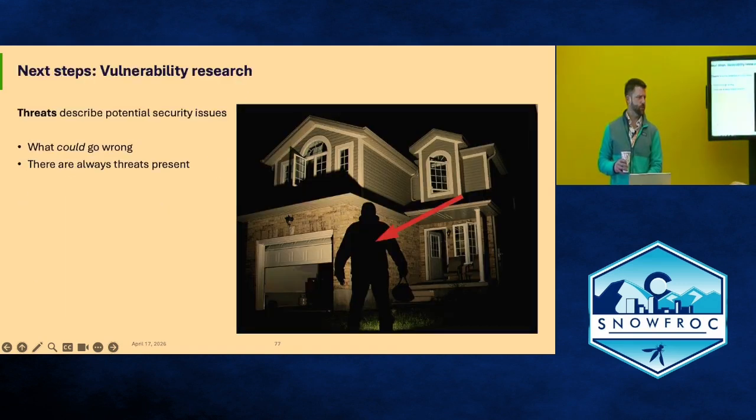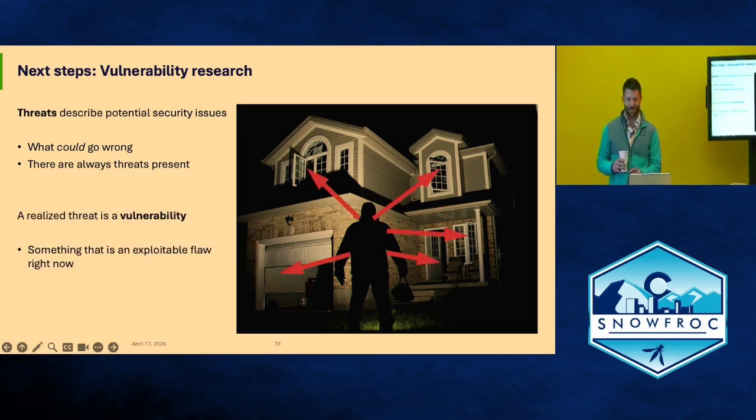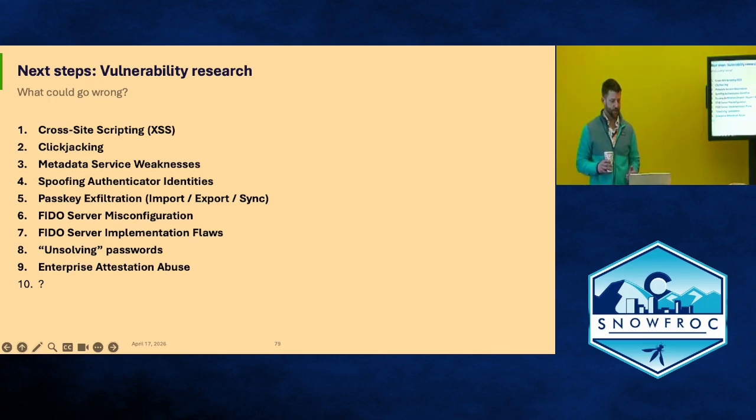Difference between threats and vulnerabilities. Threats are always present. Vulnerabilities, Max is smiling because he made this picture like 9 years ago. A vulnerability is a realization of a threat. And this is my working threat model for passkeys.